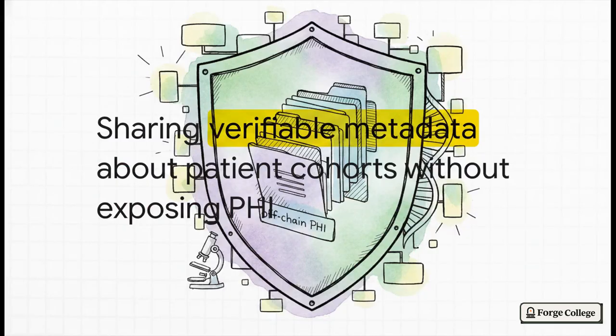Our final test is clinical data sharing. Hospitals and research institutions need to share verifiable metadata about patient cohorts, but, and this is a huge but, they absolutely cannot expose sensitive personal health information, or PHI. So we've got extreme asymmetric trust here, paired with incredibly strict confidentiality requirements.